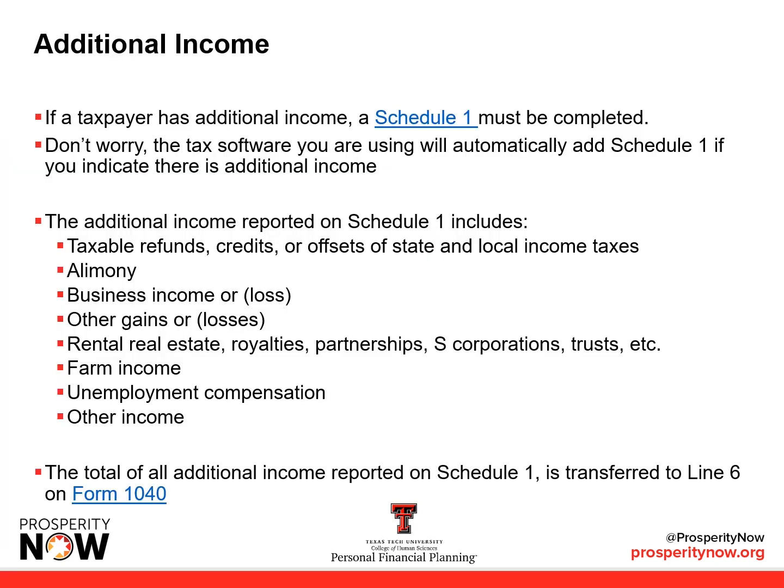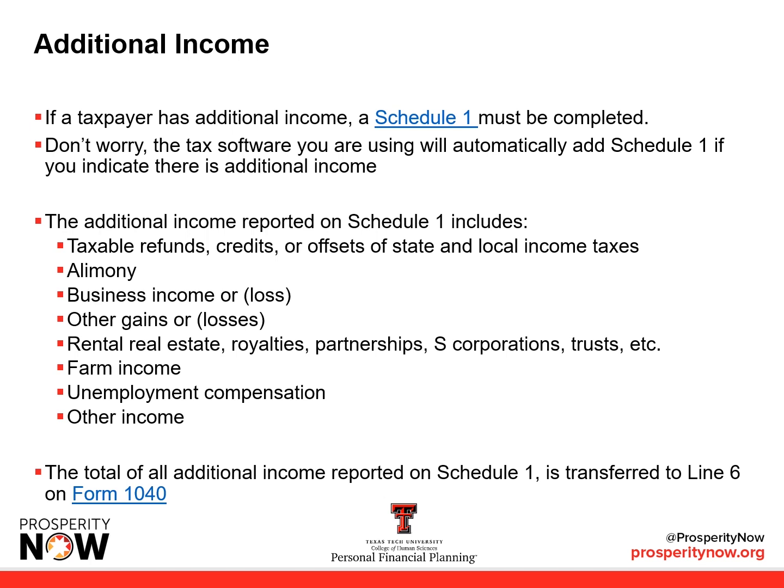If the taxpayer has additional income, a Schedule 1 must be completed. Don't worry, the tax software that you are using will automatically add Schedule 1 if you indicate there is additional income. The additional income reported on Schedule 1 includes taxable refunds, credits, or offsets of state and local income taxes, alimony, business income or loss, other gains or losses, rental real estate, royalties, partnerships, S corporations, trusts, etc., farm income, unemployment compensation, and other income.